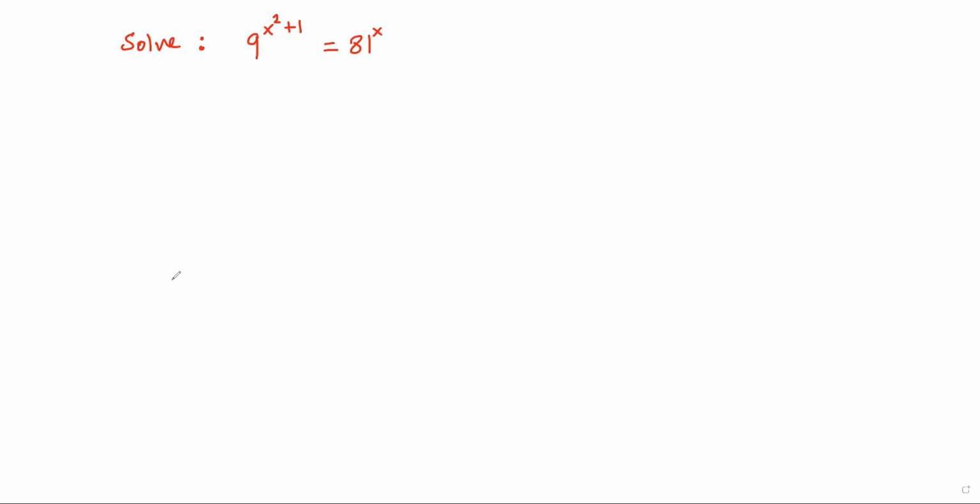Solve 9 to the power x² + 1 is equal to 81 to the power x. Okay, here we have to solve this exponential equation. Actually, this equation is called an exponential equation because we have a variable at the exponent.